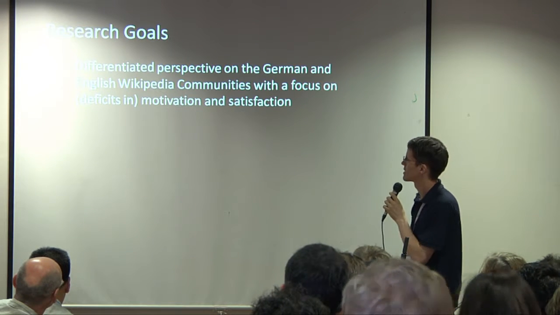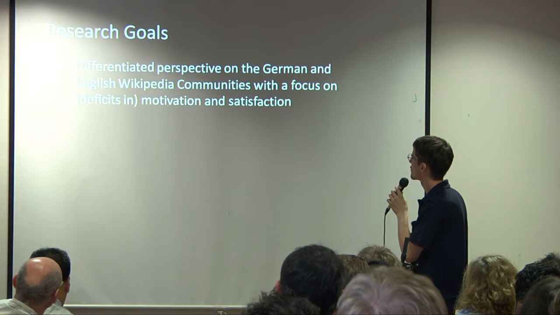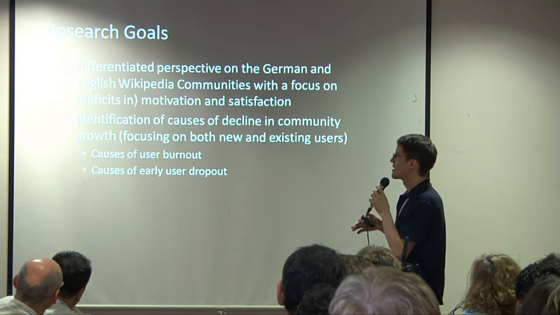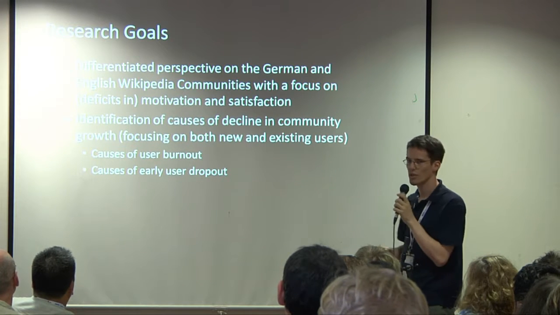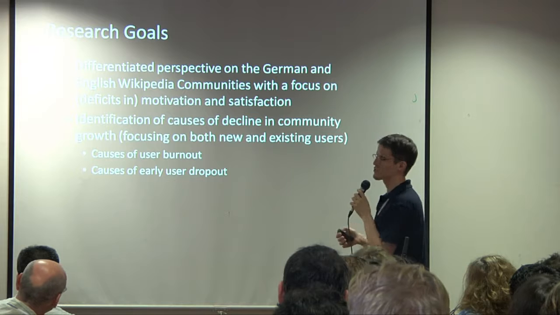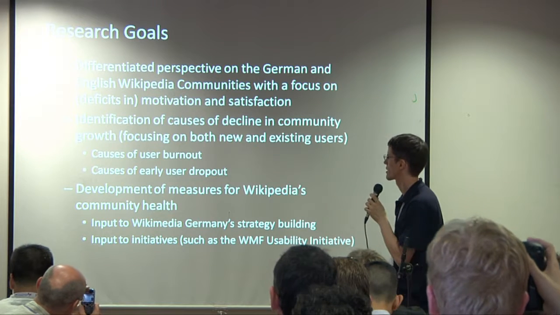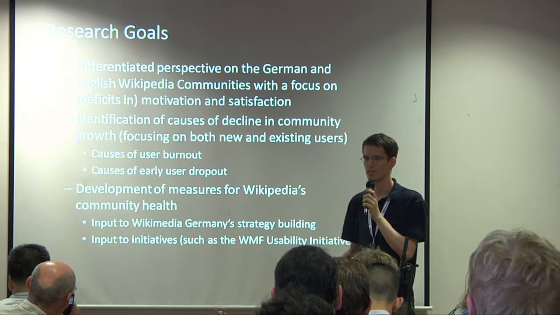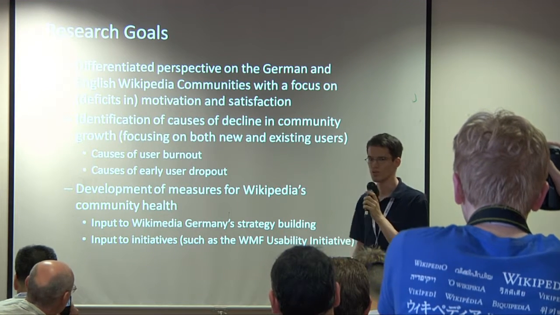So what were the research goals? The main research goal was to give a differentiated perspective on the German and English Wikipedia communities with a focus on deficits in motivation and satisfaction. I tried to identify the causes of decline in community growth, both focusing on new and existing users. That means causes of user burnout, and also causes of early user dropout. And last but not least, the development of measures for Wikipedia's community health as an input to Wikimedia Germany's strategy building, but also as an input to other initiatives such as the Wikimedia Foundation's usability initiative.